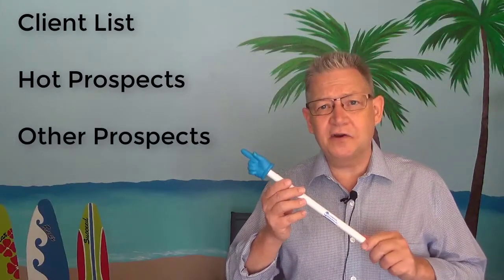Next, we have other prospects. So what does that mean? Other prospects. This is a list of people that have ever attended any event that you've done. This is a list of people that, for whatever reason, you've had some contact and they're not in your inner circle, they're in the periphery, right? They're out there, they sort of know who you are.